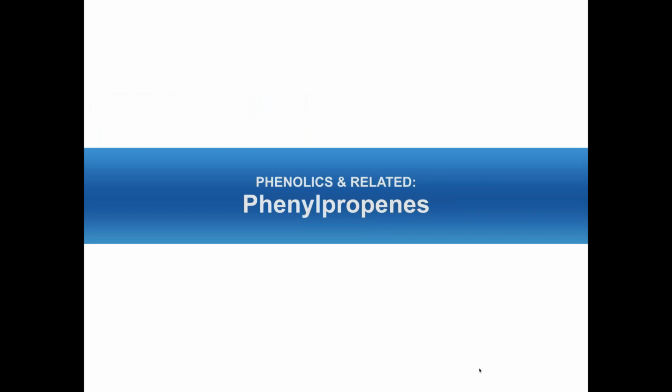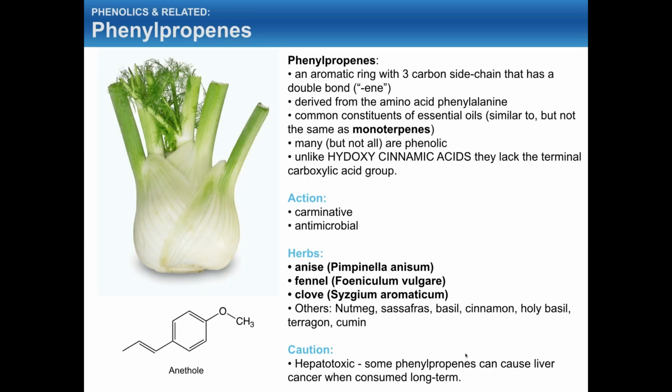So the simplest class of phenylpropanoids are the phenylpropenes. So remember when we talked about monoterpenes and the monoterpenes being part of essential oils? Essential oils are usually going to consist of either monoterpenes or sesquiterpenes, those two main types, also diterpenes to some degree, or ones like phenylpropenes, okay? So monoterpenes and phenylpropenes are structurally almost identical.